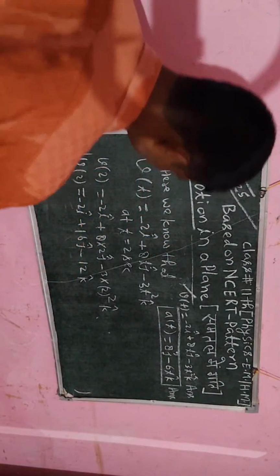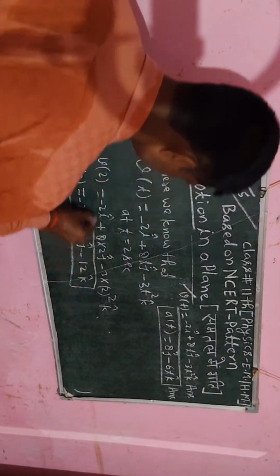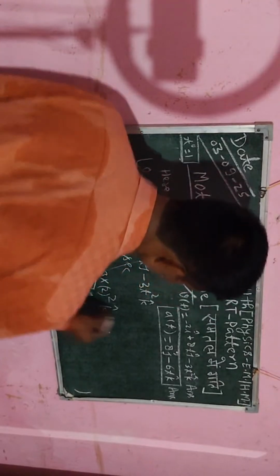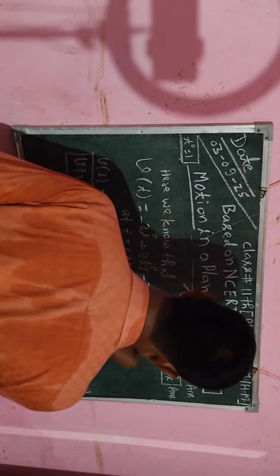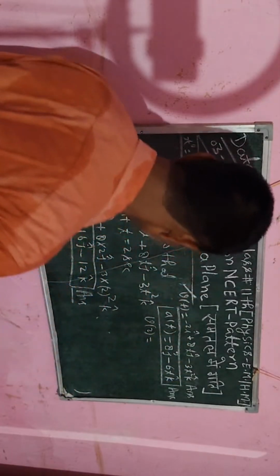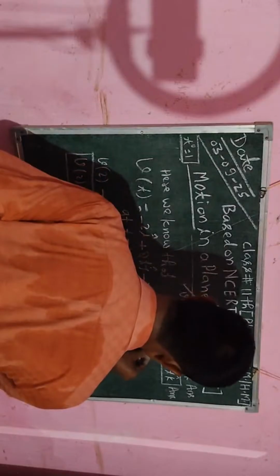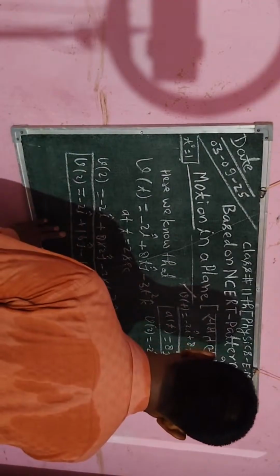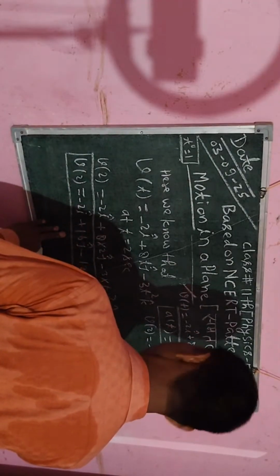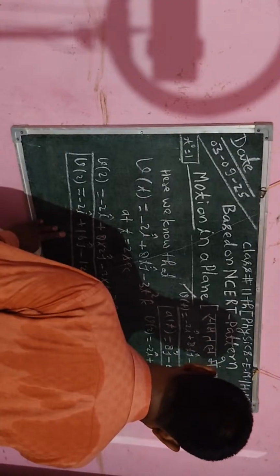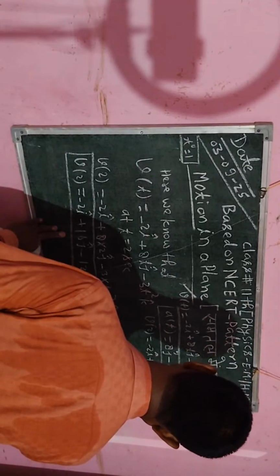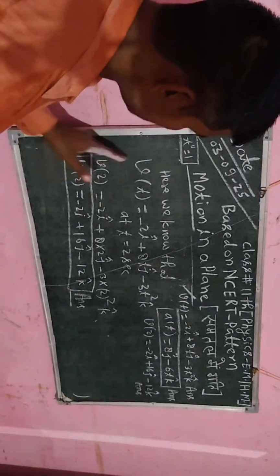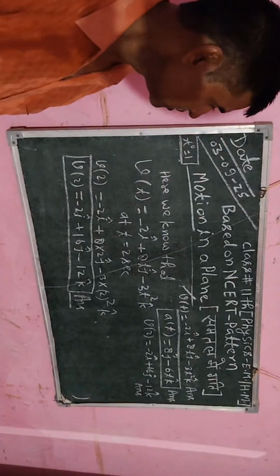So the velocity vector is minus 2 vector i cap plus 16 vector j cap minus 12 vector k cap, which is the required answer. Okay, so according to this way I will do the calculation.